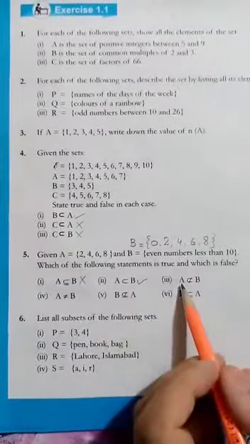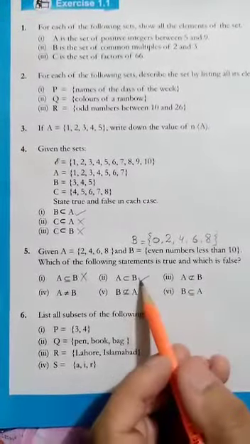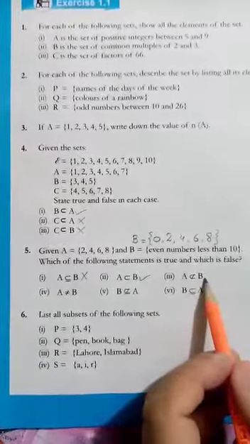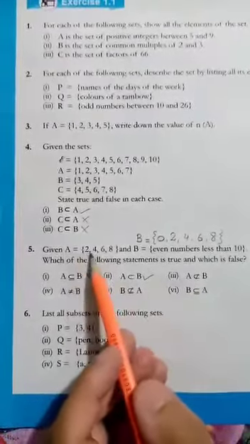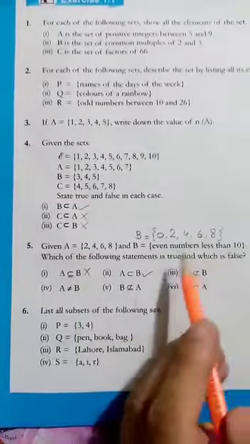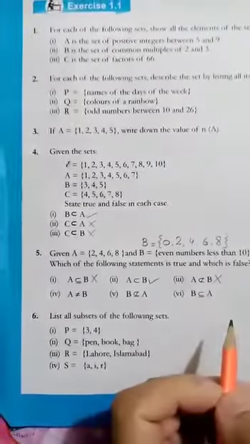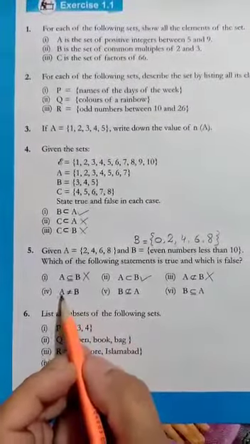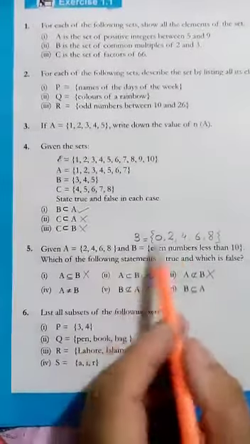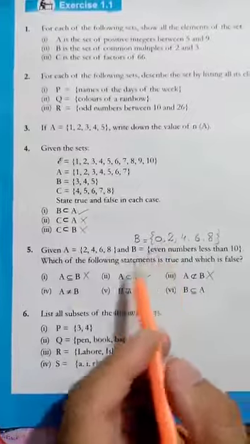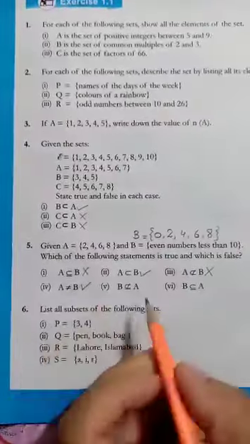The next statement is set A is not a proper subset of B. When the previous statement is true, automatically this statement will be false. You can check it also. It is saying that all the elements of A are not present in B, but it is not true. So that's why this statement will be false. The next statement is A is not equal to B. A is not equal to B means that they do not have the same elements. Yes, it is true. So that's why this statement will also be true.